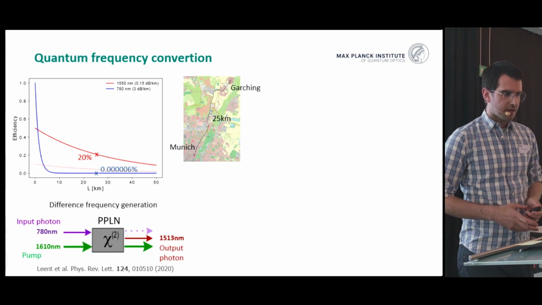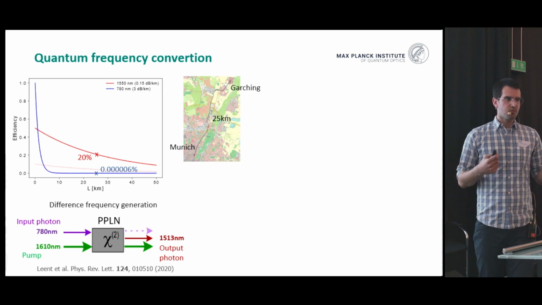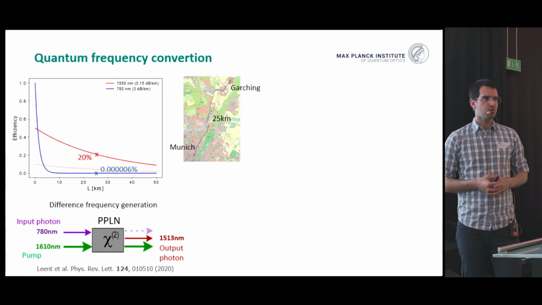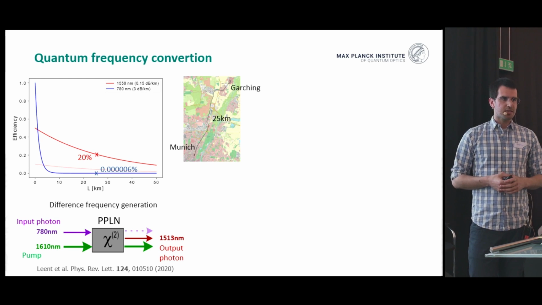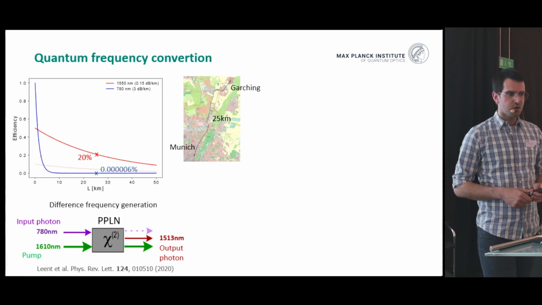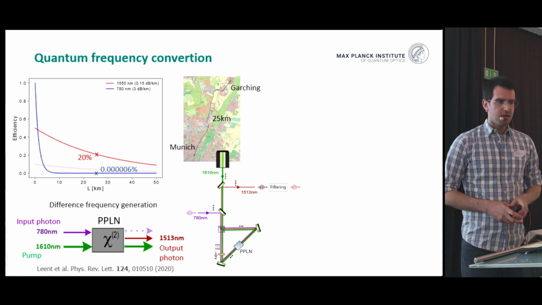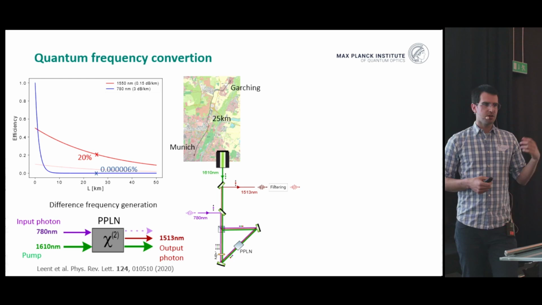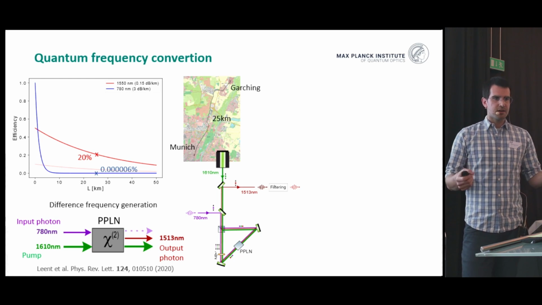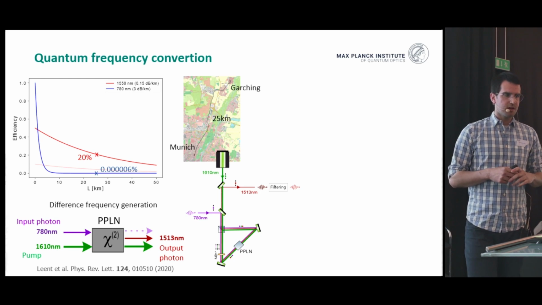So because of this, we decided to explore the frequency conversion of the photons and to build quantum frequency converters based on difference frequency generation. In this case, we overlap single photons at 780 with a pump at 1610 nanometers, and through difference frequency generation, photons are generated at 1513 nanometers. So we build such a converter device. We overlap the photons at 780 with a pump in a nonlinear periodically poled lithium niobate crystal waveguide. And we do this in a Sagnac configuration.